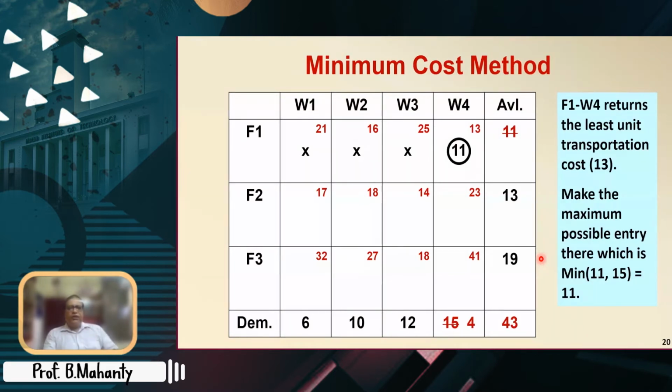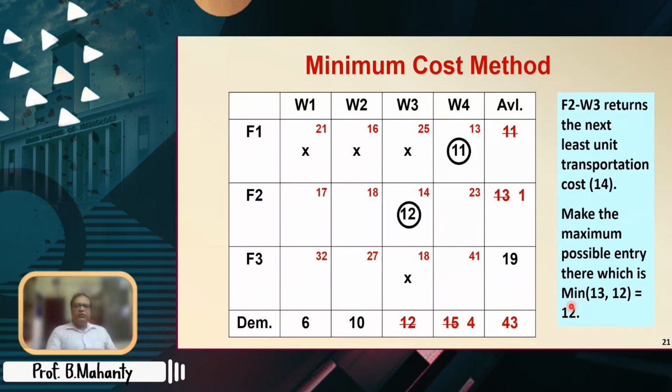Not W4, F2, W3, because that is the next smallest cell out of the remaining, is it not? So this is the minimum cost method. So F2W3 is going to be the next cell where we can make some entry. And now how much entry is possible? 12, because column wise 12, row wise 13, so 12 entry is possible there. So we make an entry of 12 in that particular cell. All right. And then we cross out these 12 and these 13, only one is remaining.